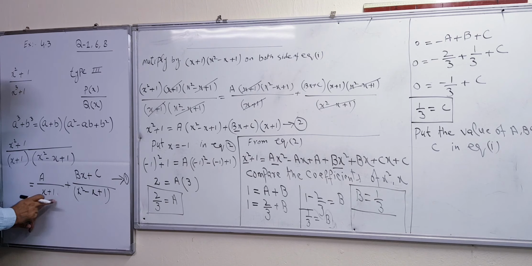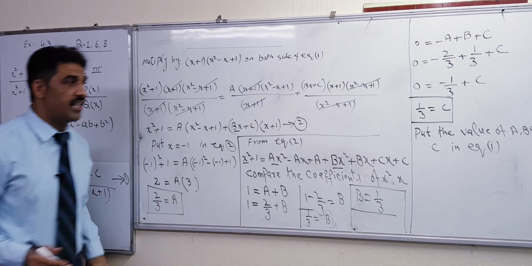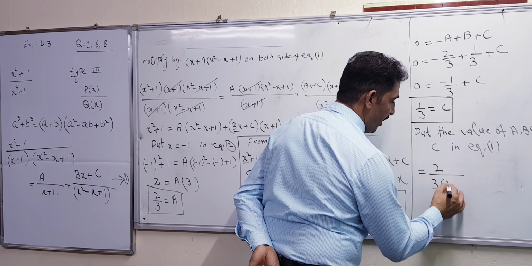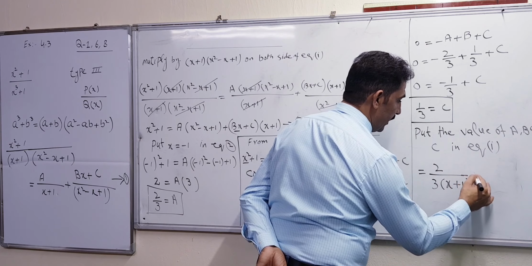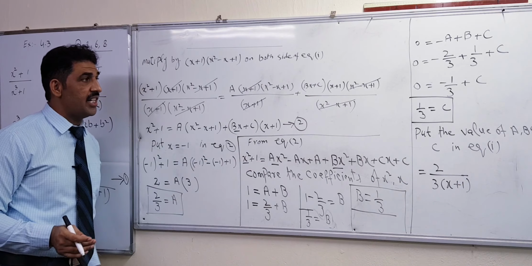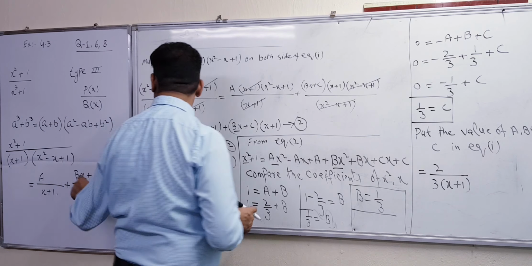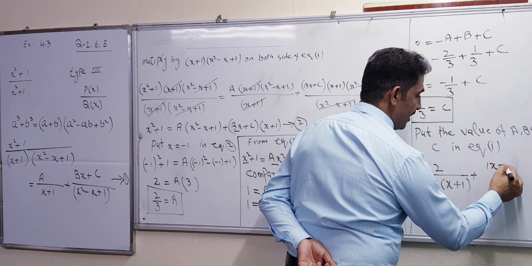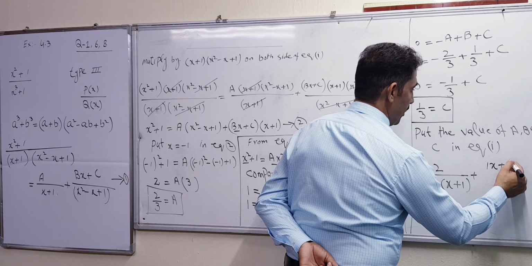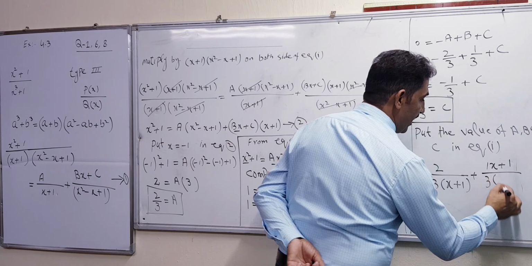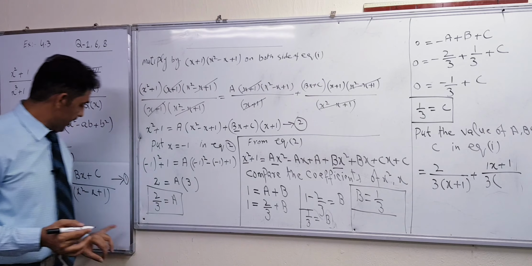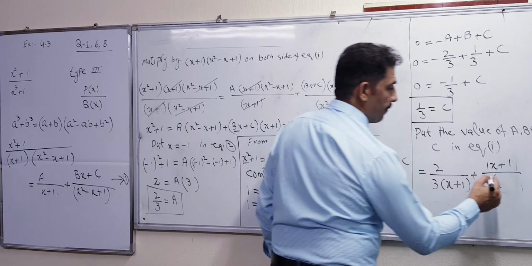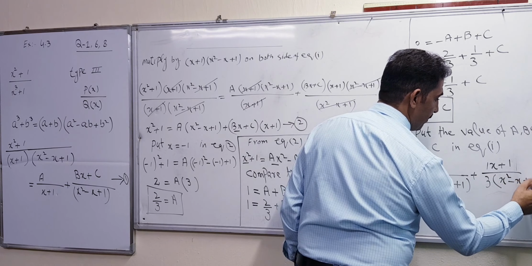So A over x plus 1. What is the value of A? 2 by 3. Good. So we write 2 over 3 into x plus 1. Then after that, what is the value of B? 1 over 3, and C is also 1 over 3. Both have the same value, so the LCM will be the same. So you write plus 1, multiplying by x, and C is also 1. The denominator you will write as 3 because the LCM is the same. And the denominator is x square minus x plus 1.